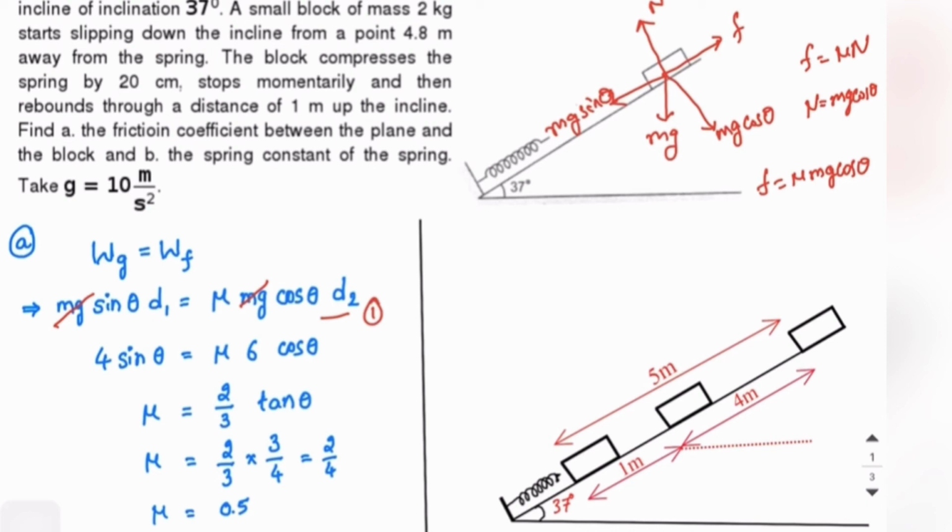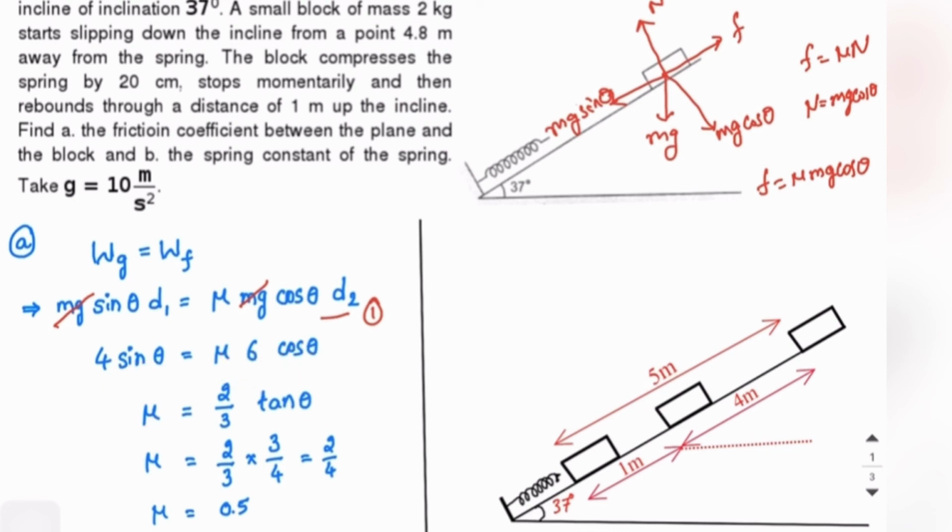Here d1 is the net displacement of the block down the incline, which we can see is 4 meters, and d2 is the total distance the block moves on the inclined surface, that is 5 meters in the downward direction and 1 meter in the upward direction. So the total distance is 6 meters. Now I am substituting d1 and d2 in equation 1, then it will be 4 sin theta is equal to mu into 6 cos theta.